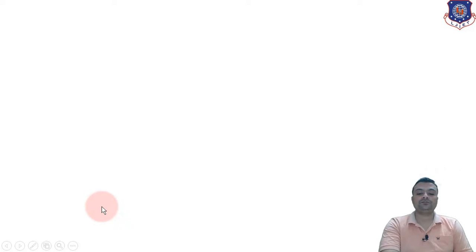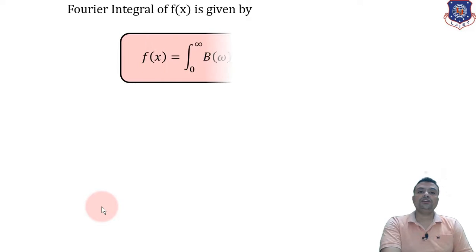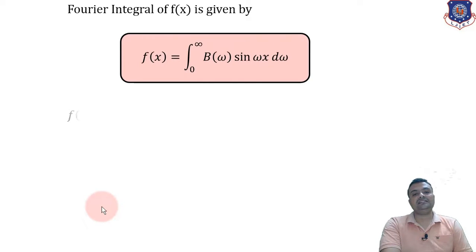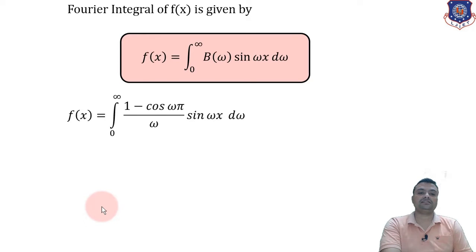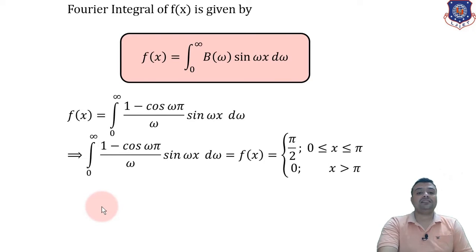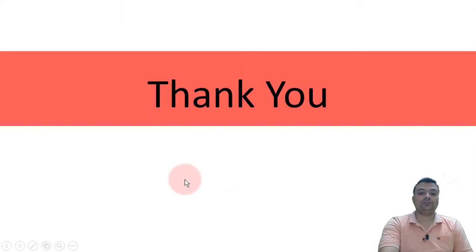Now, the Fourier integral, or Fourier sine integral, is given by this. And therefore, I can say that the function f of x, which is pi by 2 whenever 0 is less than or equal to x less than or equal to pi, and 0 whenever x is greater than pi, is equivalent to this integral. Therefore, this is how you can figure out the solution of any function using the Fourier sine integral.